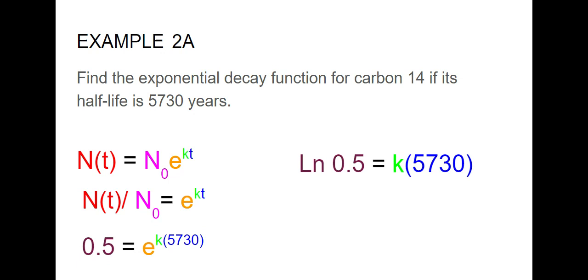And then we just use our calculator and take the natural log of a half and divide it by 5,730. And we get a very small number, negative 0.00012, as our decay rate. And hopefully you're not that surprised that it's that much smaller, compared to phosphorus, it's a huge difference, right? 5,730 years compared to 14 days.